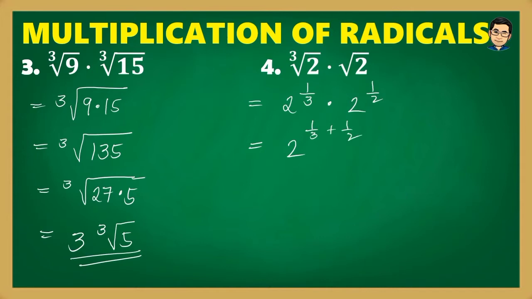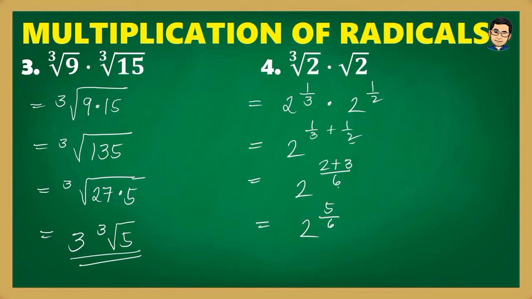The LCD of 3 and 2 is 6. So copy natin yung 6. And then 6 divided by 3 is 2 times 1, 2. Plus 6 divided by 2, that is 3, times 1, 3. Then we will add 2 and 3. So that is 2 raised to 5 over 6.